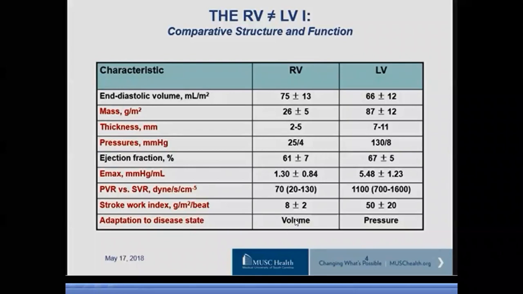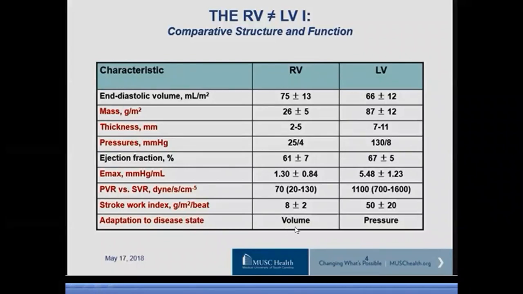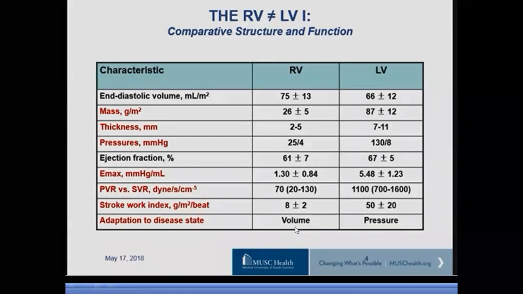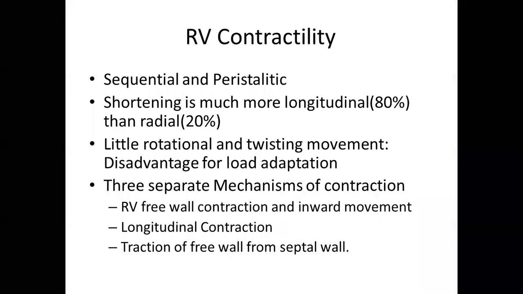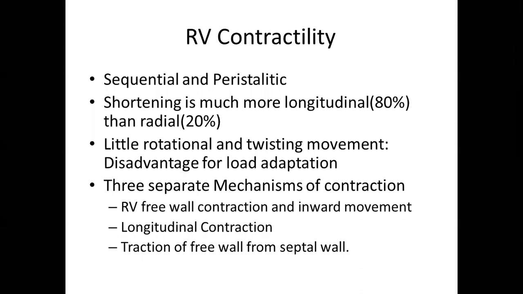Okay, and when you see adaptation to disease, as I discussed previously, the RV is a very compliant ventricle with good adaptation to volume changes, but it adapts little to pressure changes. But this is the reverse in the case of the LV. LV contractility is usually simultaneous, occurs at the same time, and is characterized by torsional and rotational movements. But in the case of the RV, the contractility is sequential, starting from the inlet going to the trabecular and the outlet. So it appears to be like a peristaltic movement.